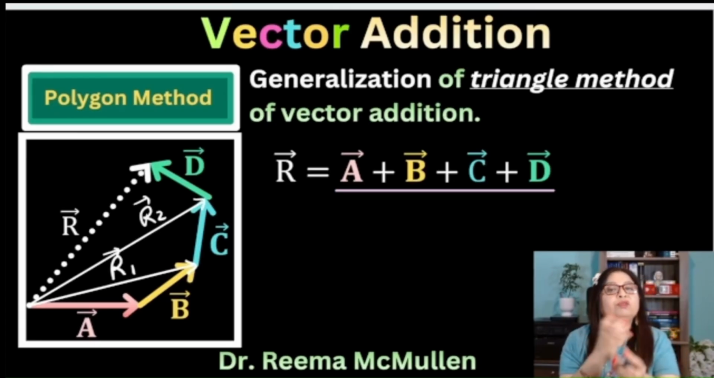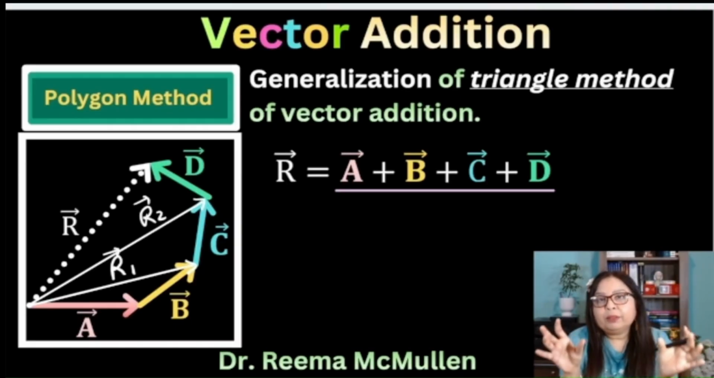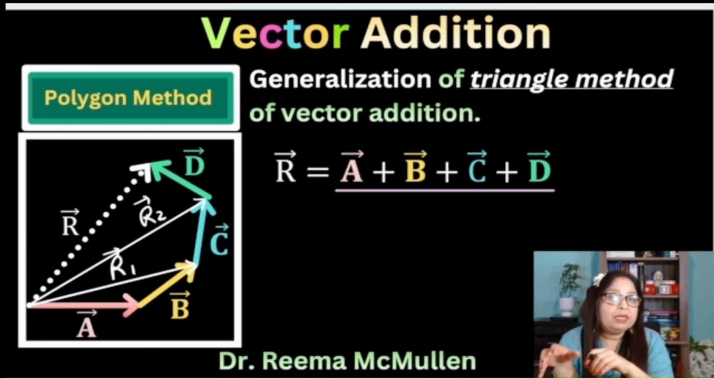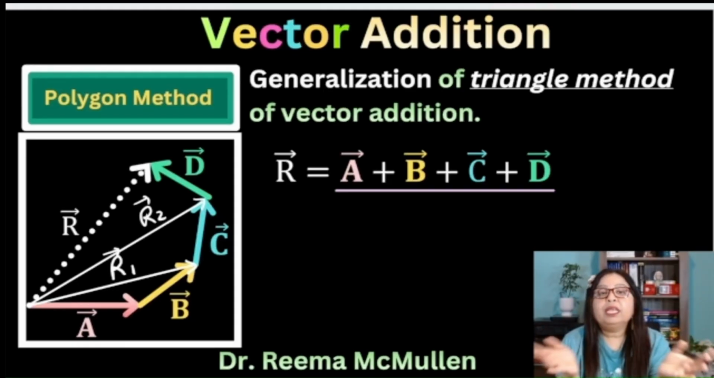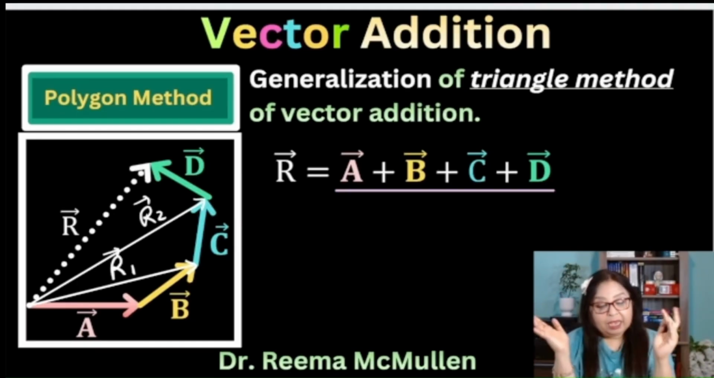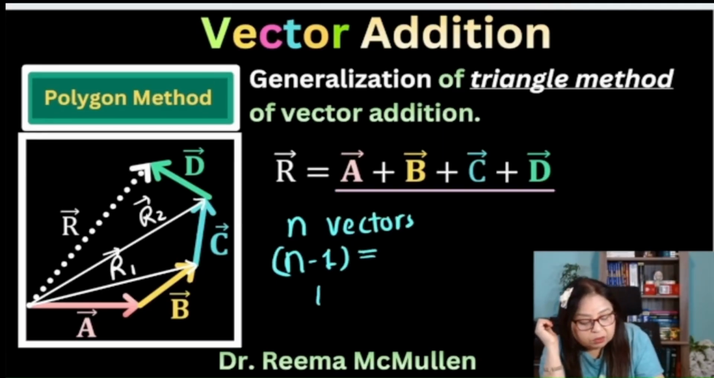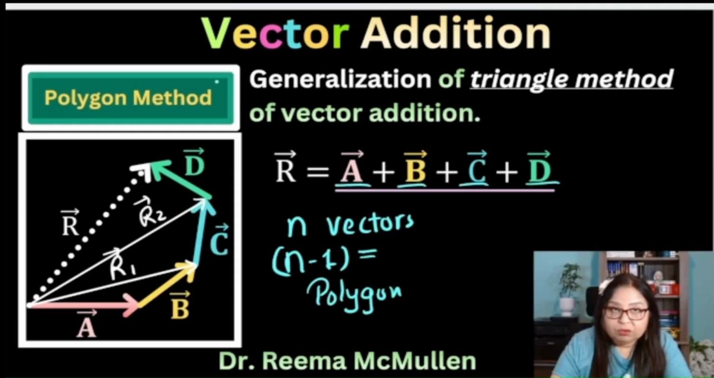We get vector R. So basically, the polygon method of vector addition is the triangle law of vector addition repeated several times. If you're adding 4 vectors, then you're using the triangle law of vector addition 3 times. If you were adding 7 vectors, then you will be using the triangle law of vector addition how many times? Yes, 6 times. If you're adding n vectors, then you could use the triangle law of vector addition n minus 1 times. And that would be equivalent to the polygon method of vector addition if you added all of the vectors together at once.